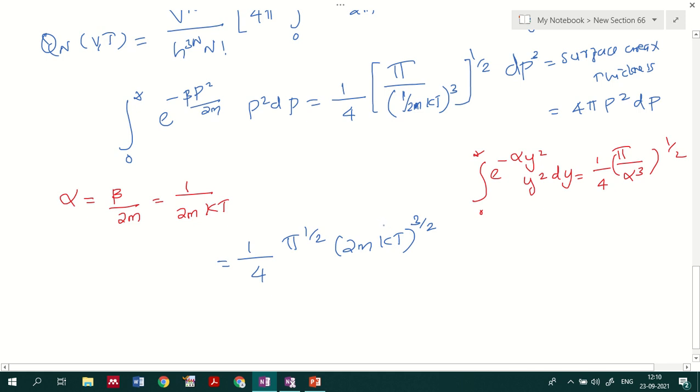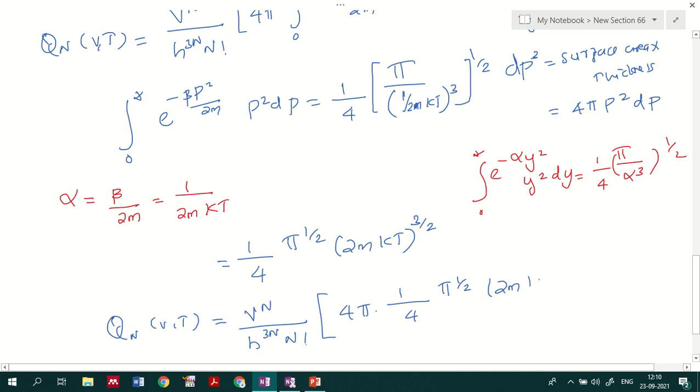Okay, so this is how I'll be getting the corresponding partition function. Then my partition function Q_N(V, T) is equal to V raised to N over h raised to 3N, N factorial. Okay, and now if I substitute that into the above equation, that is 4 pi into 1 by 4 pi raised to 1 by 2, 2m kT raised to 3 by 2.